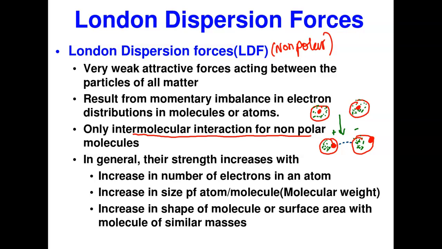In general, what are the factors affecting it? One, as the number of electrons increases, the strength of dispersion increases. It also increases as the size of the atom or the molar weight of the atom increases, and again the surface area of the atom. So an atom that is condensed has a lower dispersion force than an atom that is open and occupying a lot of space. We're going to see this as we move on.